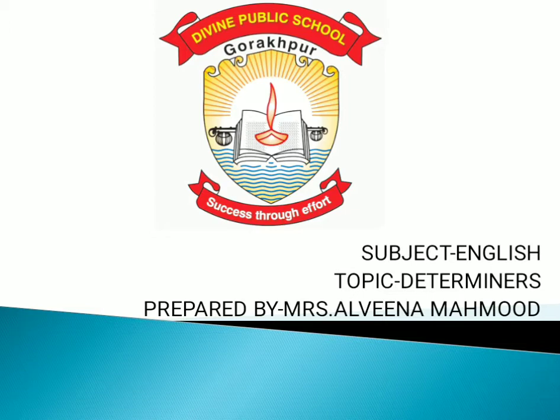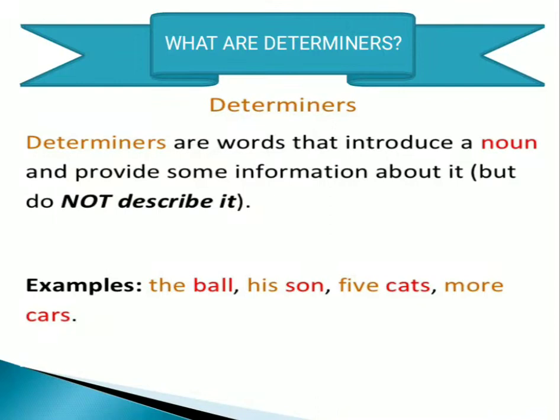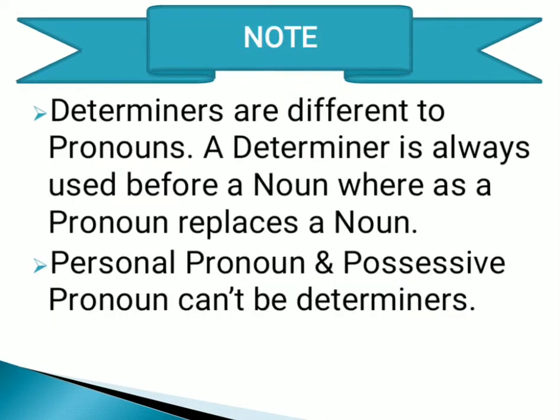So here we go. What are determiners? Determiners are words that introduce a noun and provide some information about it. Students, keep this particular line in your mind very nicely. They are the words that introduce a noun. Means they are used before a noun to introduce it and give some information about it. Like the ball, his son, 5 cats, more cars, etc.